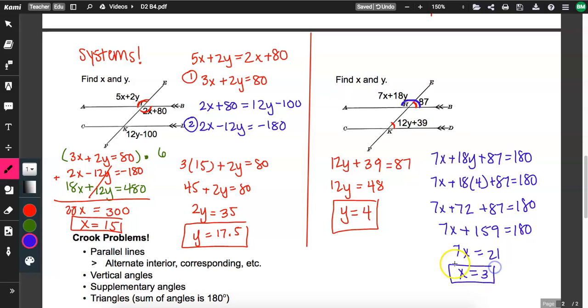So actually I did the whole thing with you. So now I found x and y and I'm done. I didn't even have to really do a system for this problem. Okay.